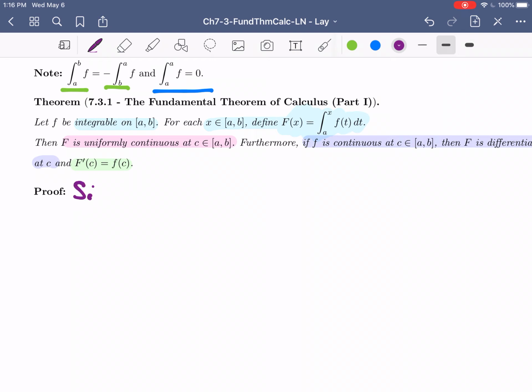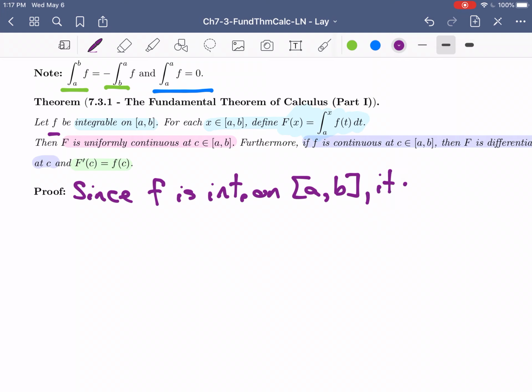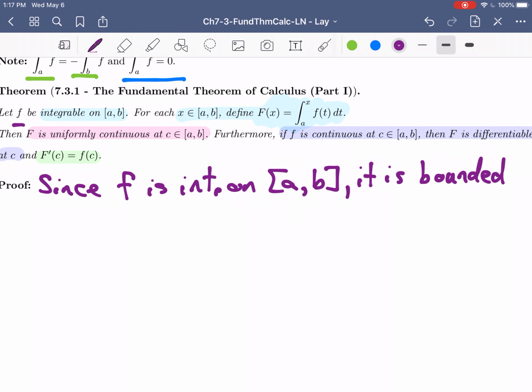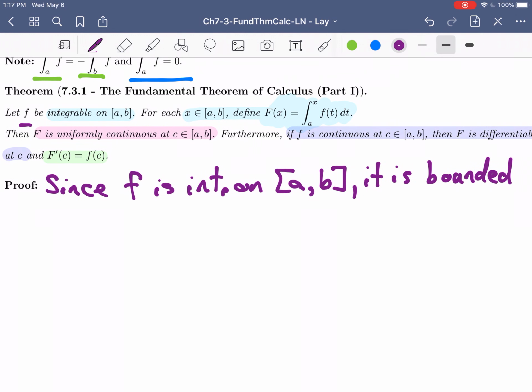So what do we know? Since little f is integrable on that closed interval from a to b, we know it is bounded on that interval. So we know that. So what does that mean if we say it is bounded?